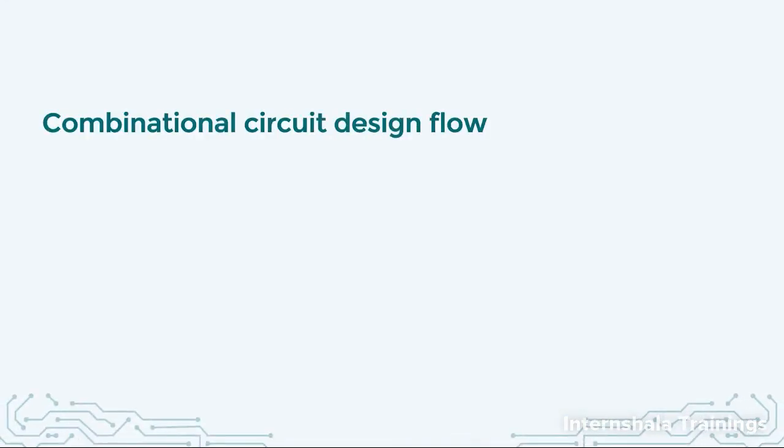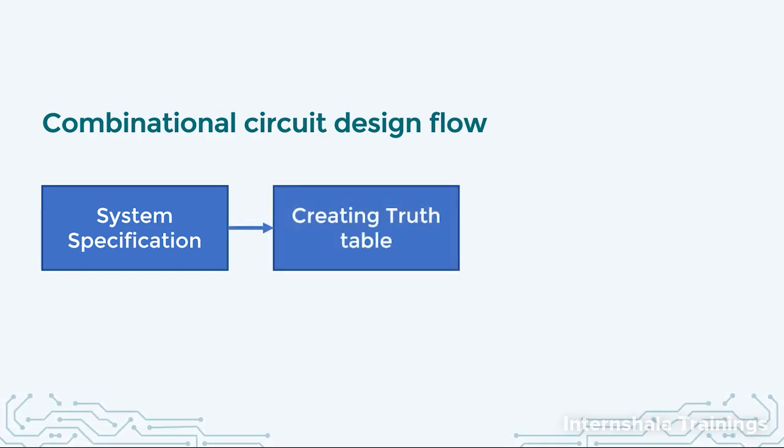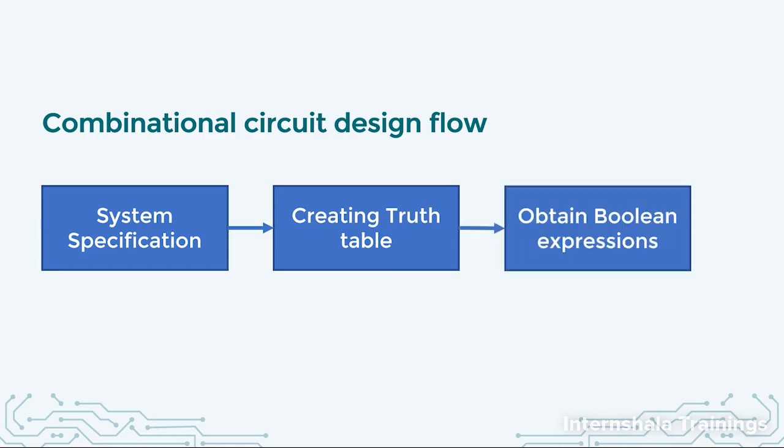So combinational circuit design flow is a 5-step process. In the first step, we are provided with the system specification. That means we will be given the instruction from the client that I want this system. It should have these many inputs, it should have these many outputs, and the functionality of the system. Once we have the specification, then we are going to create the truth table from those inputs and the outputs, and the truth table will describe the functionality of the system.